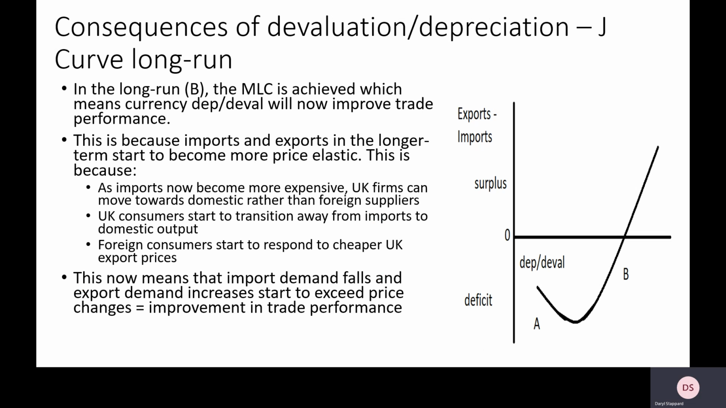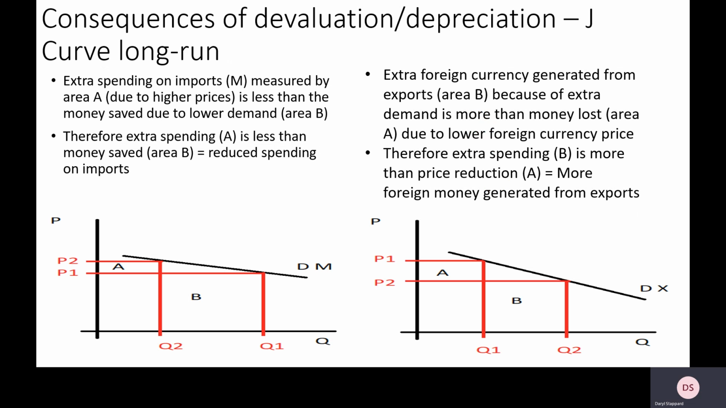Now, in the long run, point B, the idea would be eventually over time that imports and exports will become more price elastic. They will become more responsive to changes in price. And that would lead to trade performance improving in the long term. Now, we can explain that by using these demand curves. So you can now see that the demand for imports and exports have become more elastic. So look what happens now in the long run.